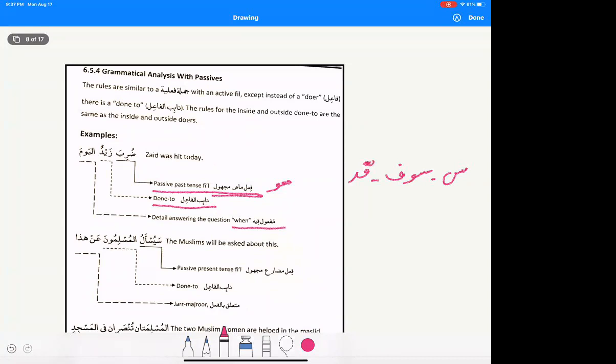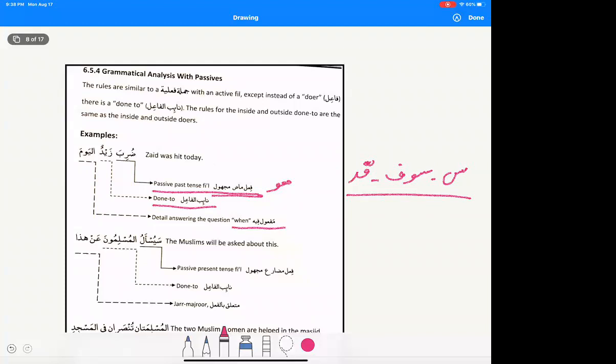So this is an easy clue for finding a fail. Some word is a fail or an ism or a harf, so that is a good clue to find out. After seen, you're always going to find a fail. So sa yus'alu. So yus'alu: the oo and a sound is prominent over here, with ya at the beginning and oo at the ending. So this is also a clue that this is our present tense.